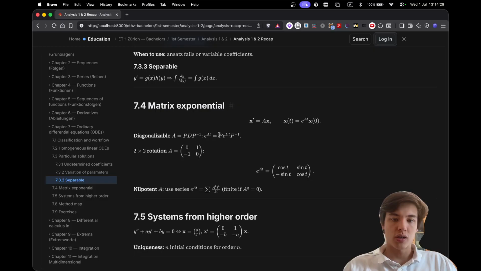Matrix exponential: if we have the derivative of x equals Ax, then x is e to the At times x0.